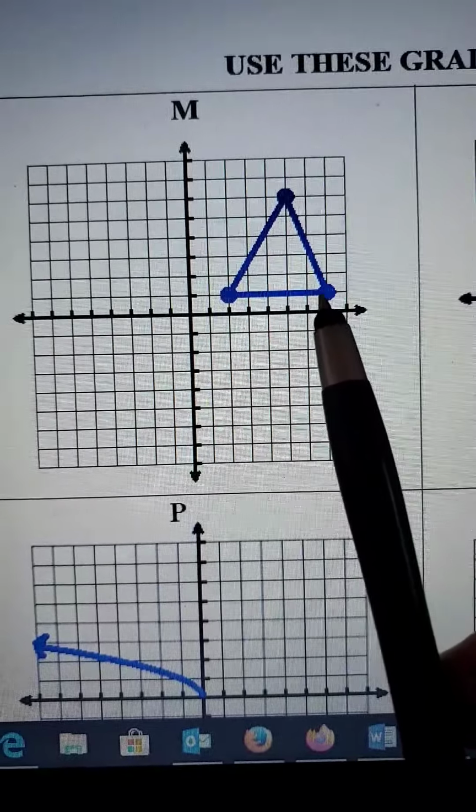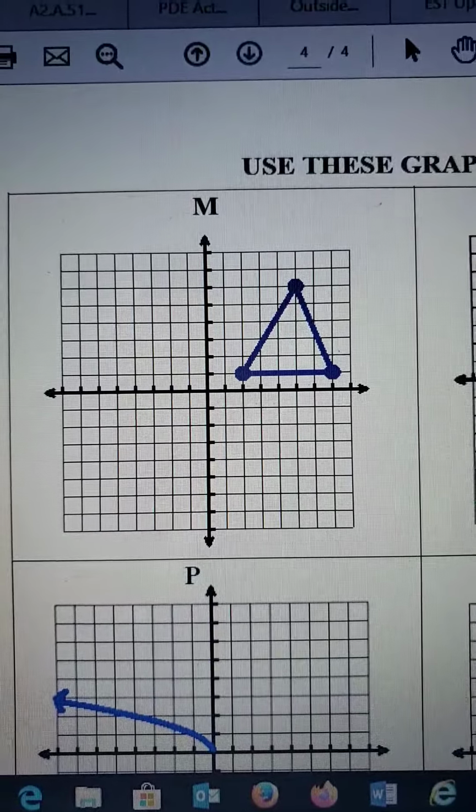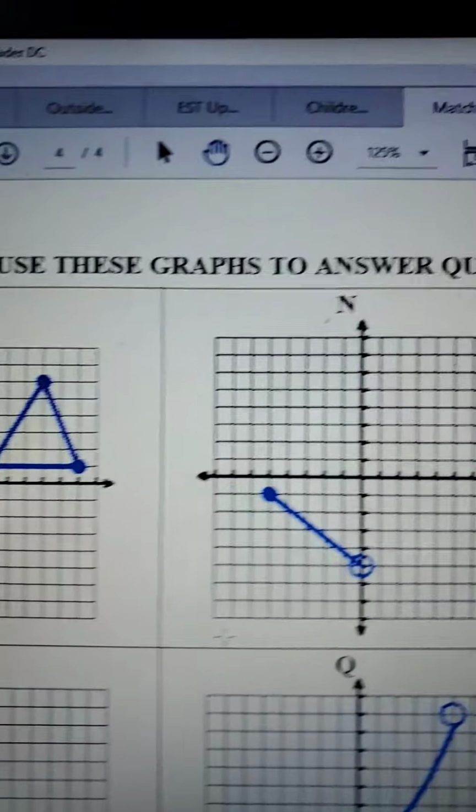So once again, our domain is going to be written as 2 is less than or equal to x, which is less than or equal to 7. And our range goes 1 less than or equal to y less than or equal to 6. I'm sorry, this letter M should go with number 20. My fault. Graph M goes with number 20.